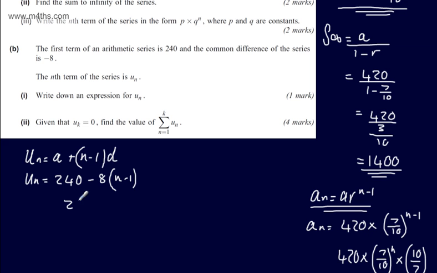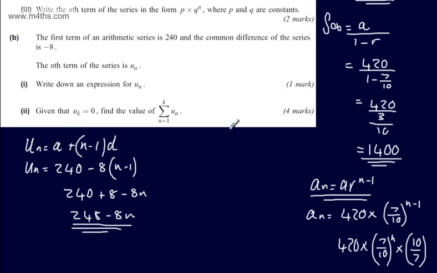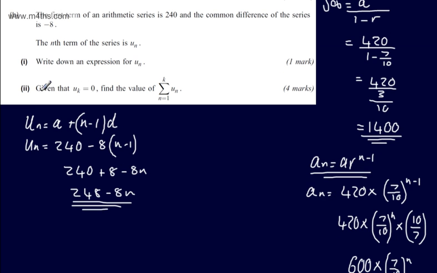Lots of different things you could do with this. 240, we could have now plus 8 minus 8n if you wanted. So 248 minus 8n. You could factor it if you really wanted. It's entirely up to you. I'm going to leave it like so. It's only 1 mark for the question.